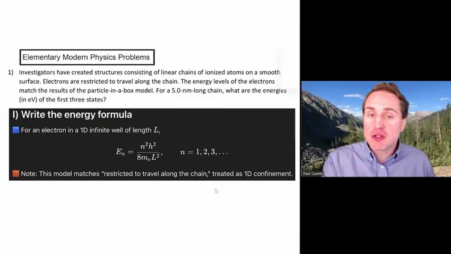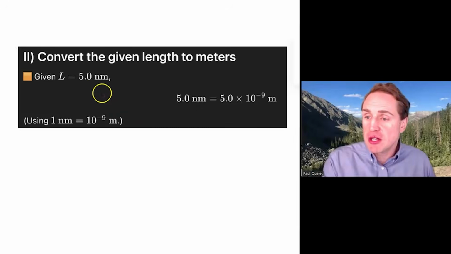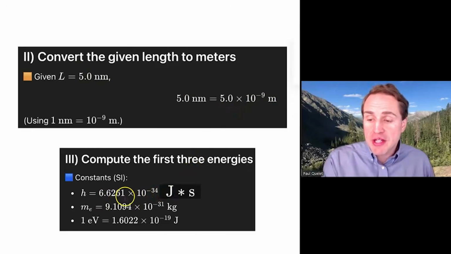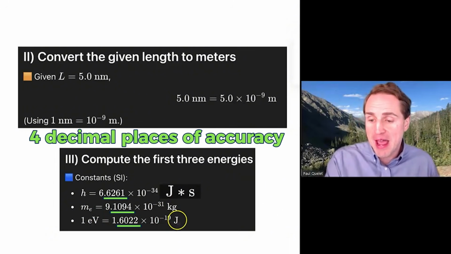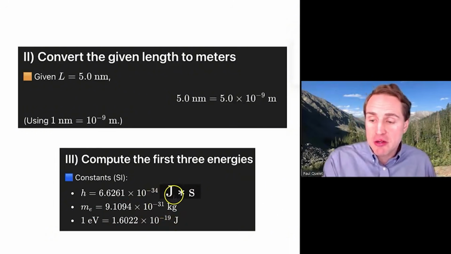What we want to do is make sure everything's in SI units. So let's convert, first of all, the length in nanometers into meters. Nanometers is 10 to the minus 9. Then all those constants I mentioned, Planck's constant, mass of the electron, and then electron volts, are all shown here to 4 decimal places of accuracy. So these are all in SI units: joules times seconds, kilograms, and joules.